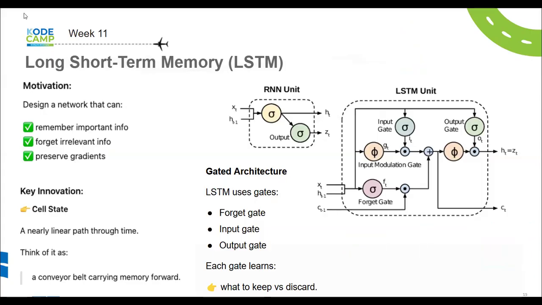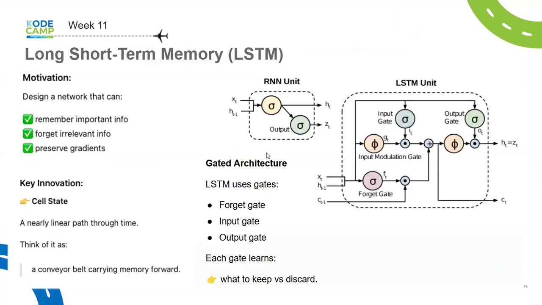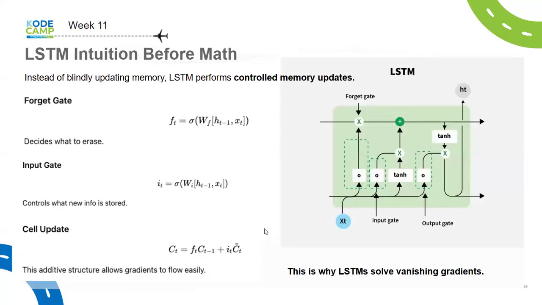Next slide. Okay, so the main thing is this. Each of these three gates, the forget gate, the input gate, the output gate, is learning something. What it's learning is what it should keep from previous memory and what it should discard. So we're going to look at them. Let's start with the first one.